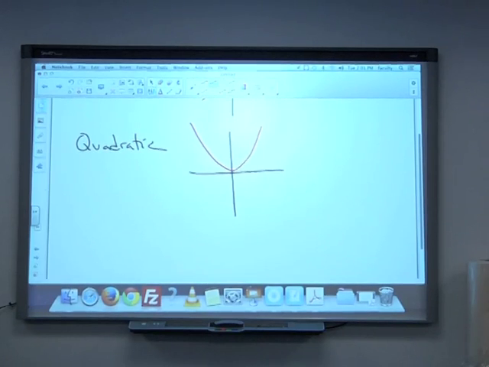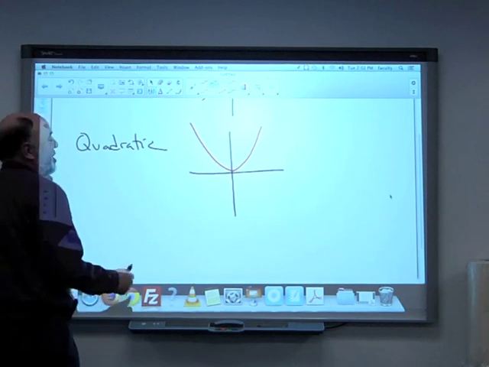So that would be true for x squared. How about x to the 4th? It would also have a U shape. X to the 6th would also be a U. So anything with an even exponent will have that same basic shape.